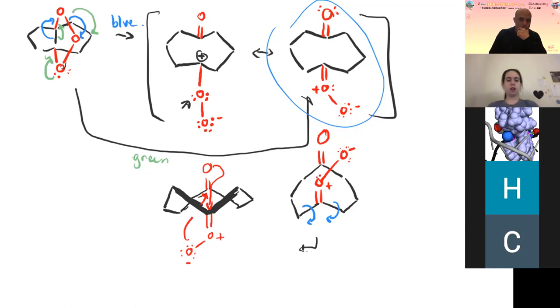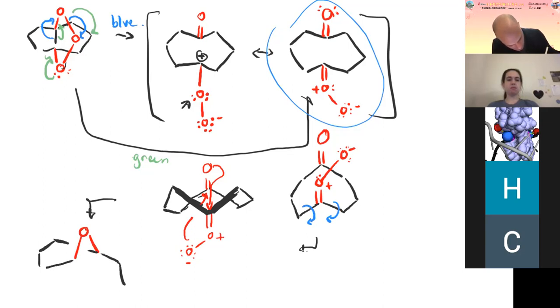And then what does that look like? So it looks like this. It's a good question. It's going to be basically a 3 carbon bridge here, and then 2 oxygens down.